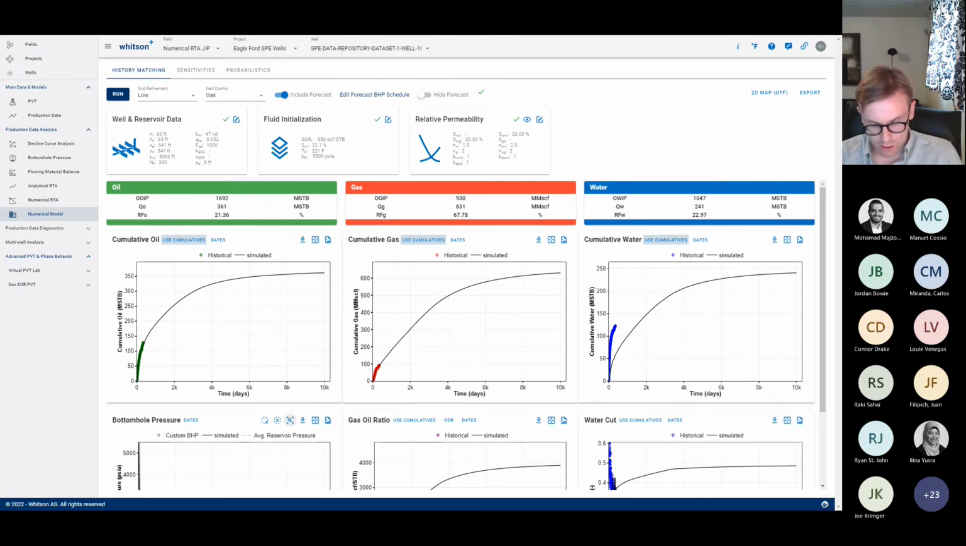Any other questions here, or? I can see that quite a few have been doing the calculations at least, and all the way to the numerical model, so that's good to see. Yeah, perfect.